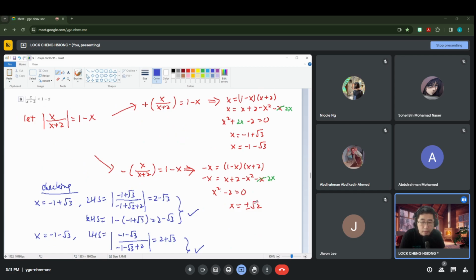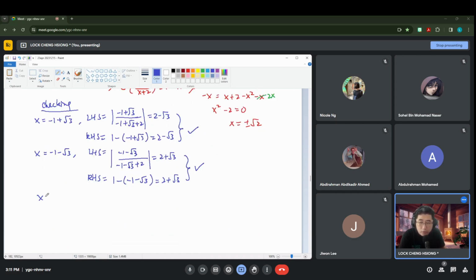Okay, then the other answer, square root 2 and negative square root 2. x equals square root 2, left hand side, square root 2 plus 2. Press calculator. I have negative 1 plus square root 2. Right hand side, I have 1 minus square root 2. Different. Reject the answer.